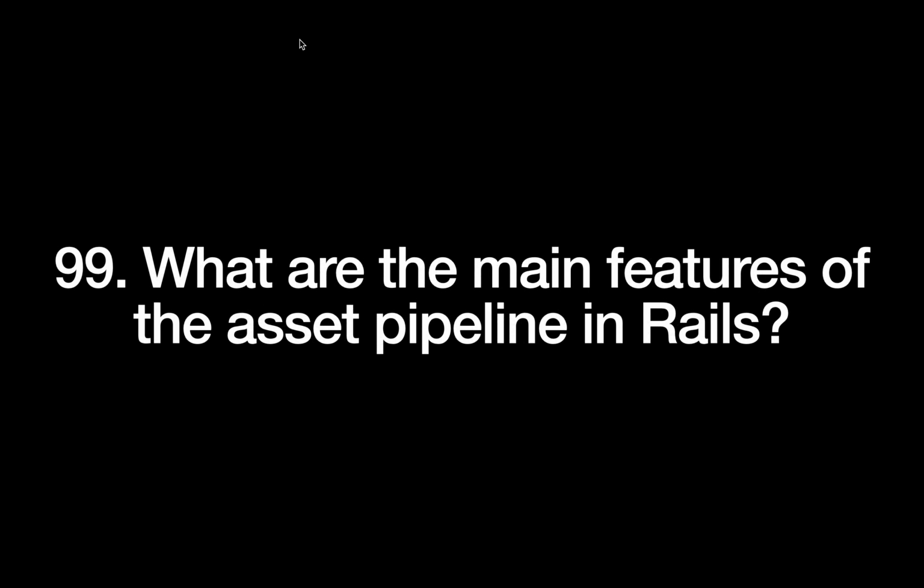And what are the main features of the asset pipeline in Rails? You can find the answer to this in the Asset Pipeline guide in Rails. By the way, the main feature of the asset pipeline is to serve the static assets of your application like JS, CSS, images, and other files as well.